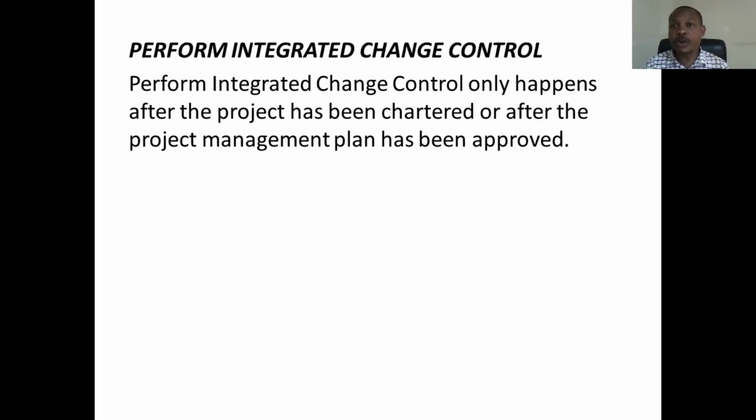So performing integrated change control only happens after the project has been chartered or after the project management plan has been approved. In the exam, this is kind of a twist in most of the questions. They will ask you, okay, now the project has not been chartered, meaning authorized, and the project management plan has not been approved. Now somebody brought a change request. What should you do? Once the project has not been chartered and the plan has not been approved, you don't need a change request. Any change you want to make at that time, you can just go ahead and make it, and everyone will be in the picture of the change. But you don't need a formal, official, documented approval.